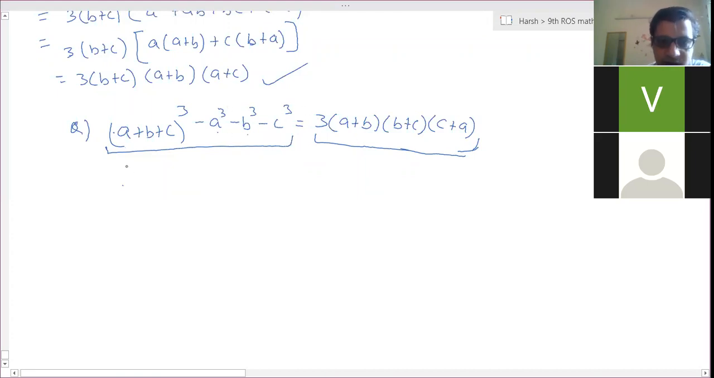So how to do it? We group a plus b plus c the whole cube minus a cube minus b cube minus c cube. Why did I do so? So that when I expand, I will get c cube, then I will expand these two, I will get a cube and b cube, and somehow it will get cancelled. This was my approach, because the right hand side has no cube. That's why I'm doing so.